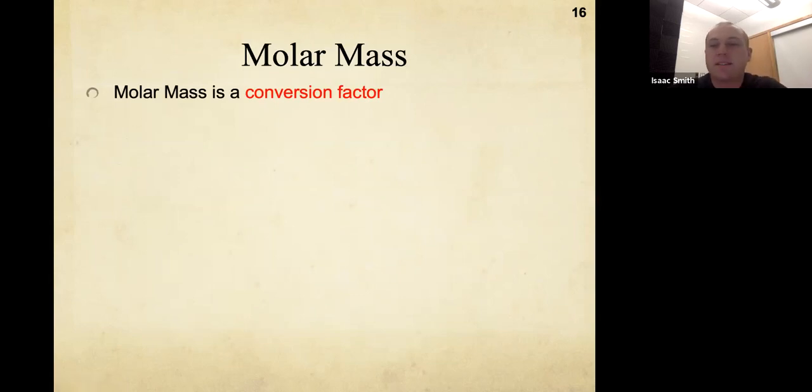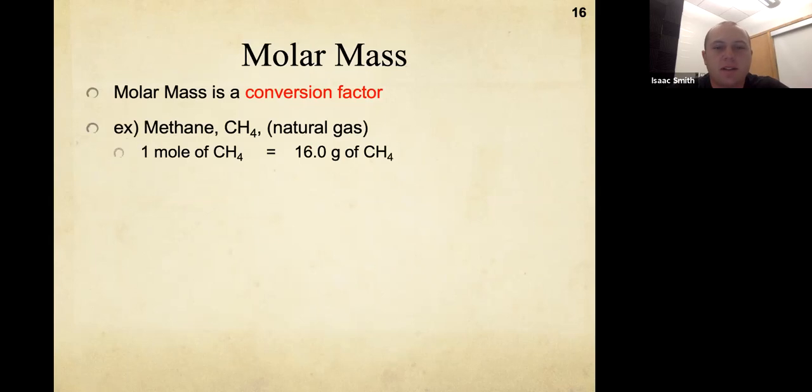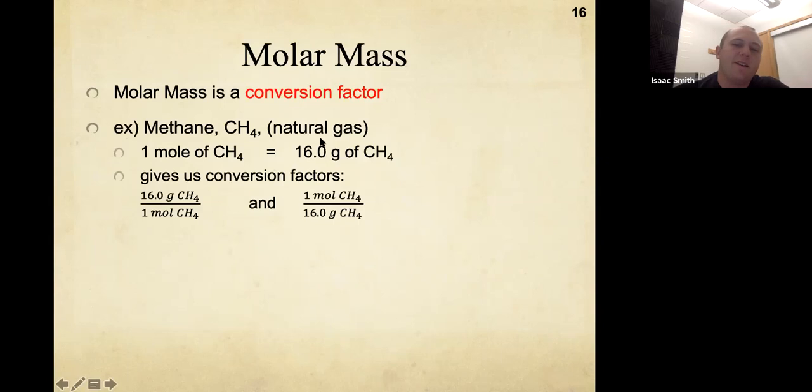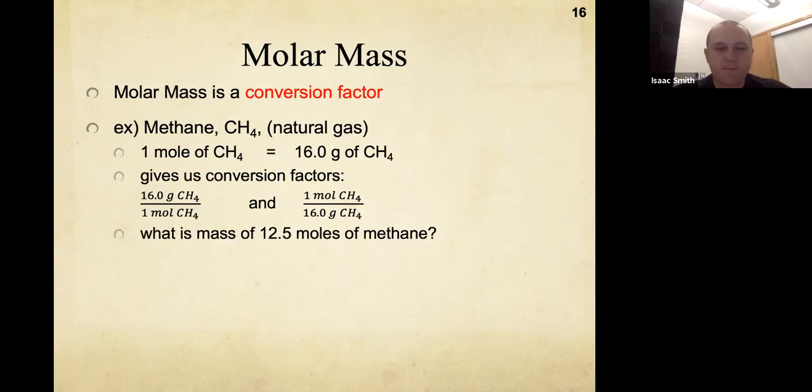Let's see. Molar mass is a conversion factor, right? I just talked about that. So if we can say 1 mole of methane equals 16.0 grams of methane, then you can put that as a conversion factor, right? 16 grams of methane for every 1 mole, or 1 mole of methane weighs 16 grams. And so you can write those flipped around like we've seen before with other conversion factors.